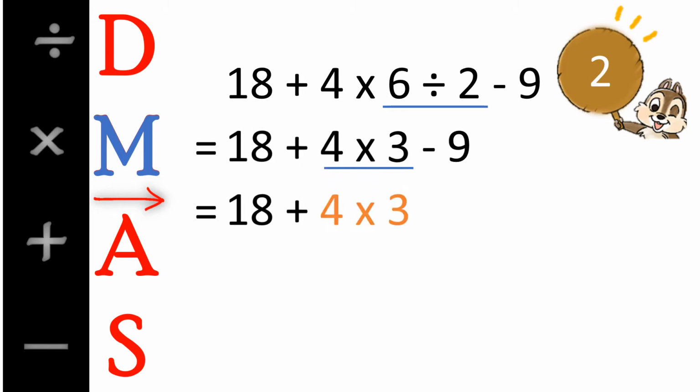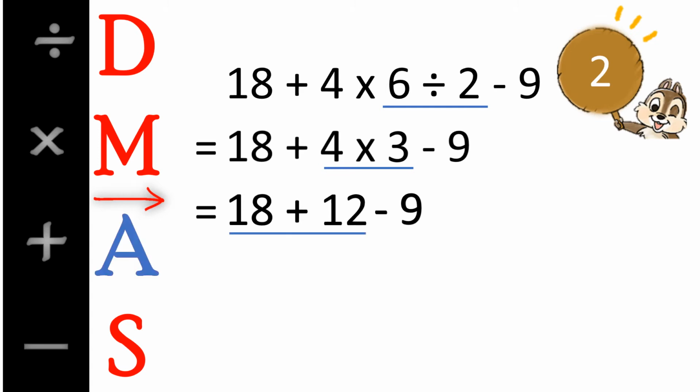4 3s are 12. Then write minus 9 as it is. Now we have 18 plus 12 minus 9. Now tell me what we have to do first, addition or subtraction. According to DMAS, after multiplication we have addition.